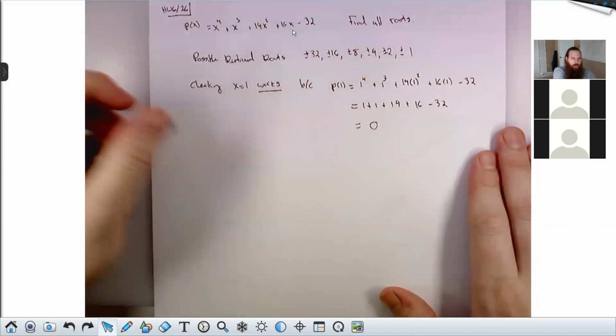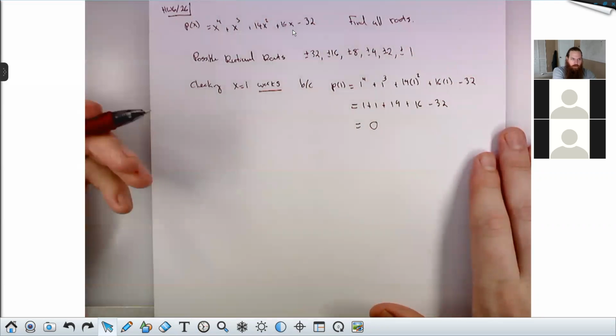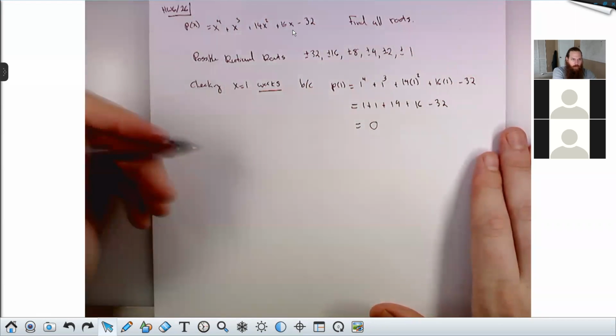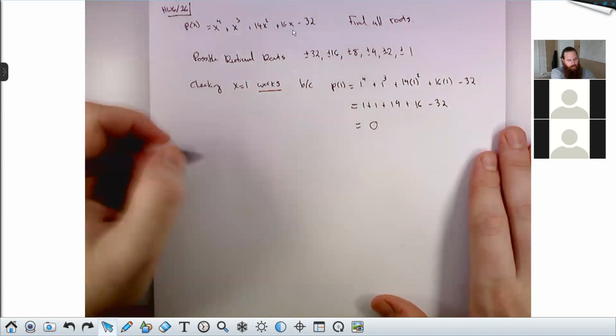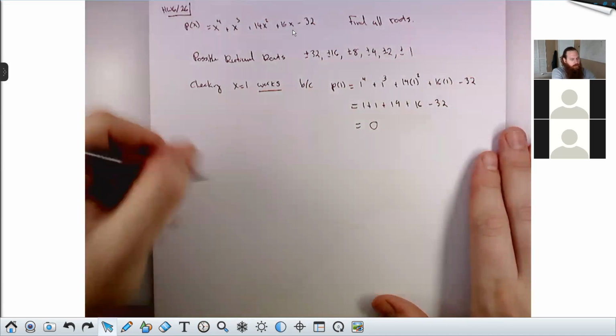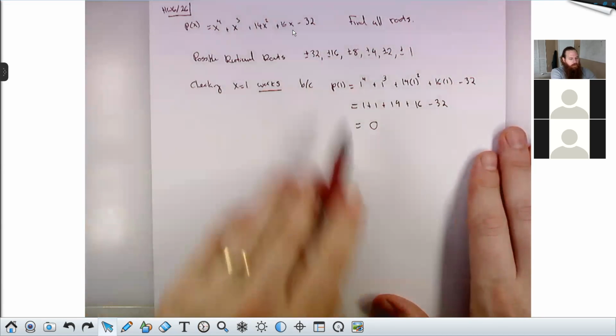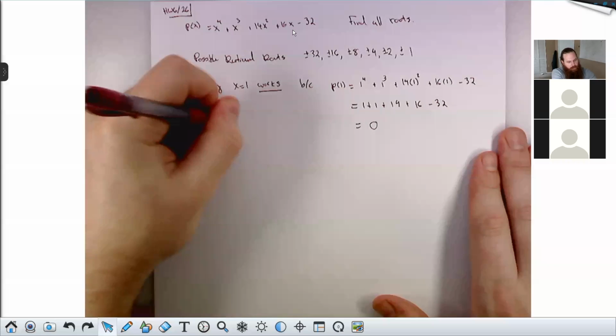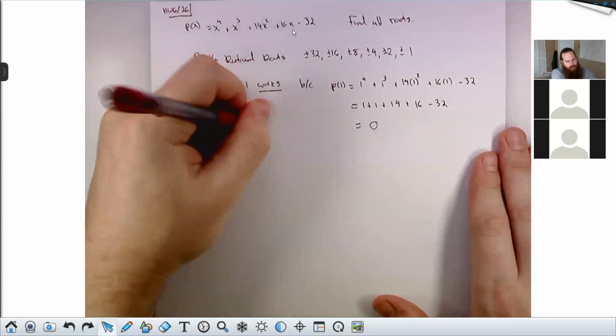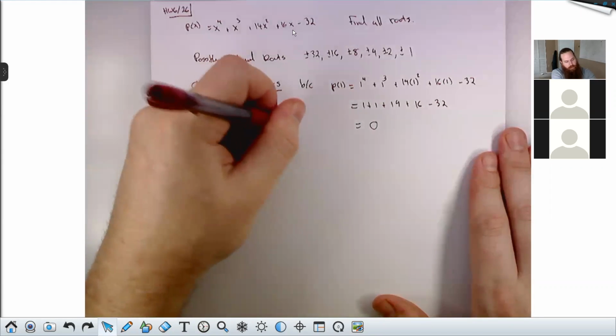But then to find the quotient, I have a choice. I could do long division, or I could do synthetic division. Since we just saw a bunch of synthetic division, let's do long division. Discovering that 1 works tells me that x minus 1 is a factor.